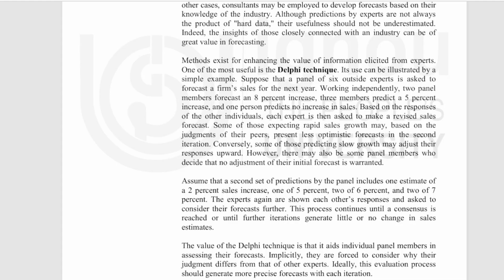Some of those expecting rapid sales growth may, based on the judgment of their peers, present a less optimistic forecast in the second iteration, and conversely some of those predicting slow growth may adjust their responses upward. However, there may also be some panel members who decide that no adjustment of their initial forecast is warranted.